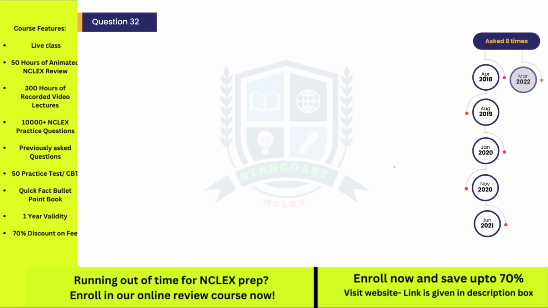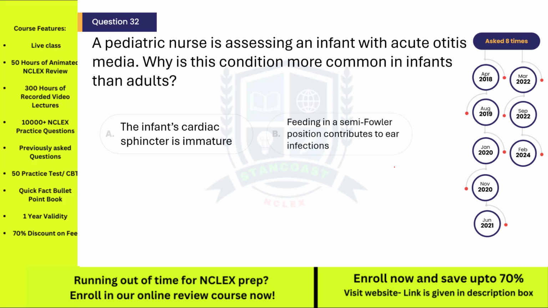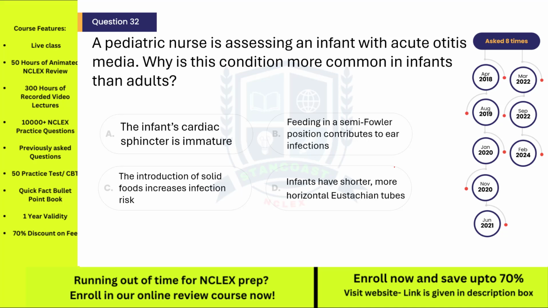This otitis media-related question has been asked 8 times over the last 5 years and is very likely to appear in the exam. A pediatric nurse is assessing an infant with acute otitis media. Why is this condition more common in infants than adults? A. The infant's cardiac sphincter is immature. B. Feeding in a semi-Fowler position contributes to ear infections. C. The introduction of solid foods increases infection risk. D. Infants have shorter, more horizontal eustachian tubes.